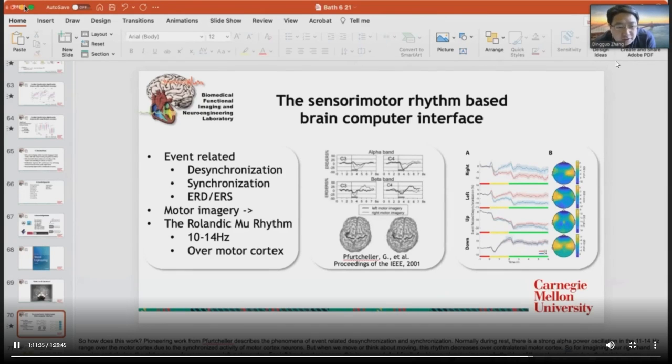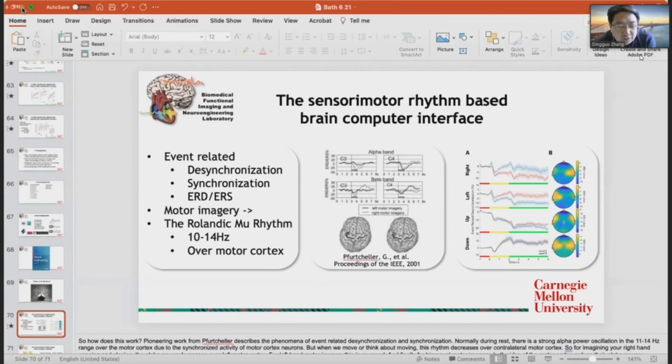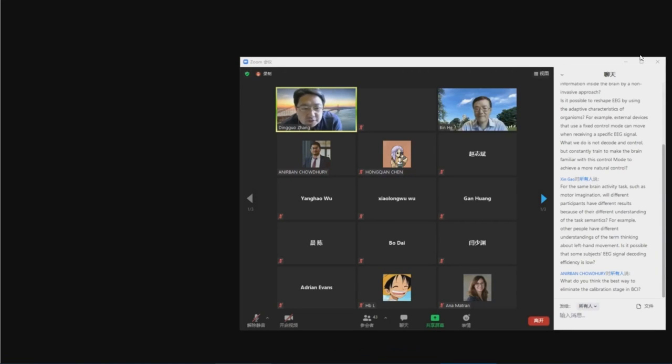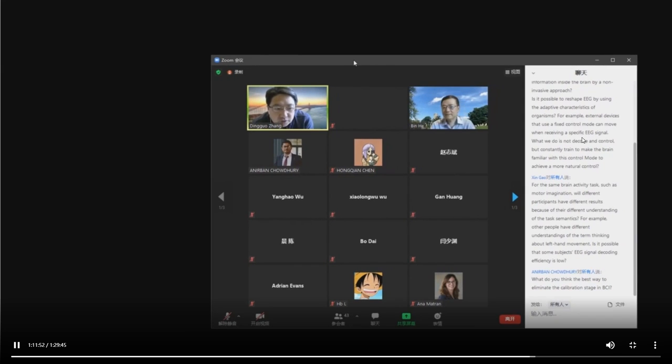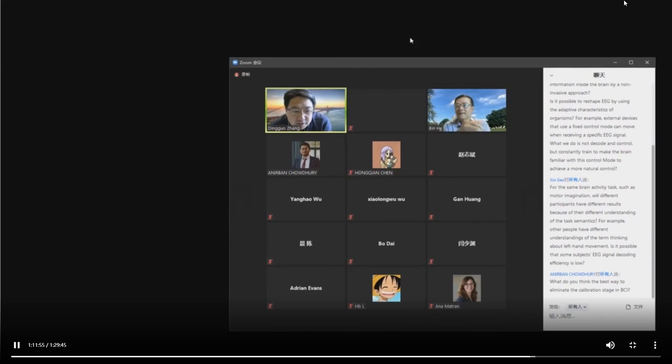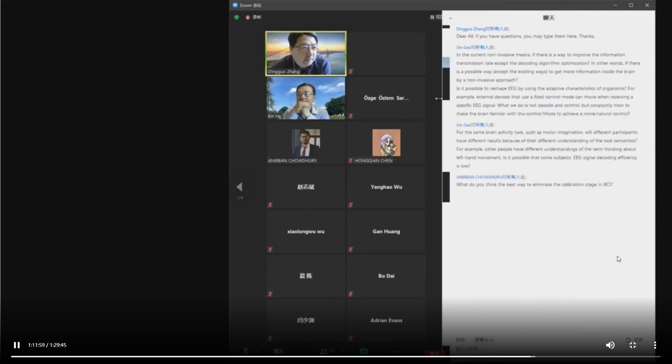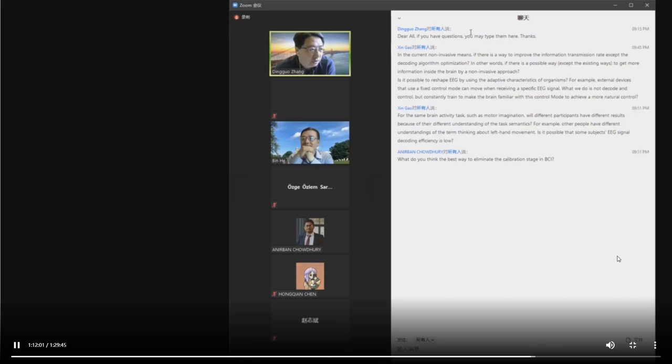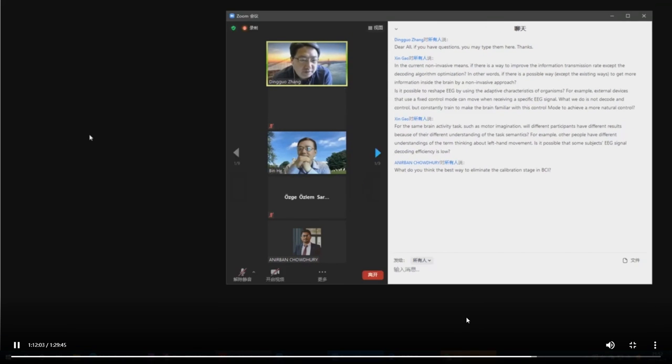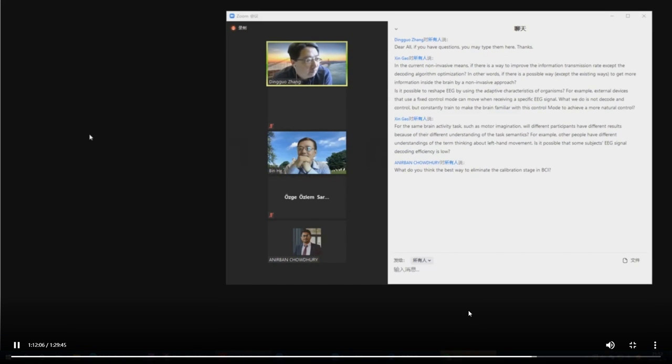In the current non-invasive means, is there a way to improve the information transmission rate, other than the decoding algorithm? In other words, is there a possible way, other than the existing way, to get more information by a non-invasive approach? This student just asked if there is some good way, except for the algorithm, that can also improve the performance of non-invasive BCI. Can you give some alternatives?